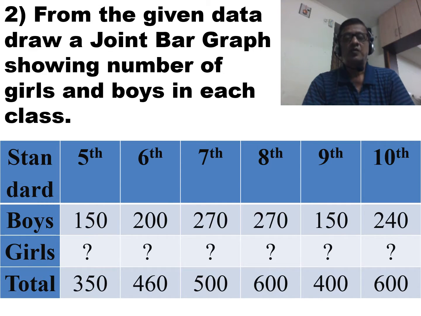You have to solve the problem without anyone's help. From the given data, draw a joint bar graph showing the number of girls and boys in each class. I will give you the hint only. Observe the table carefully, which quantities are given, and you have to draw a joint bar graph showing the number of girls and boys in each class.